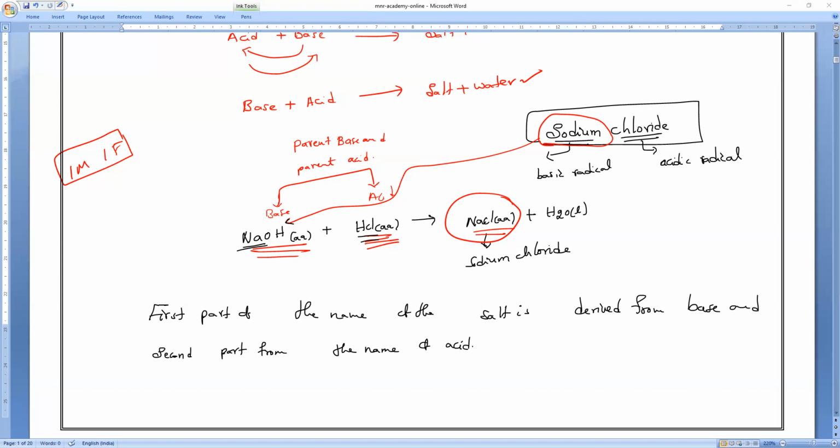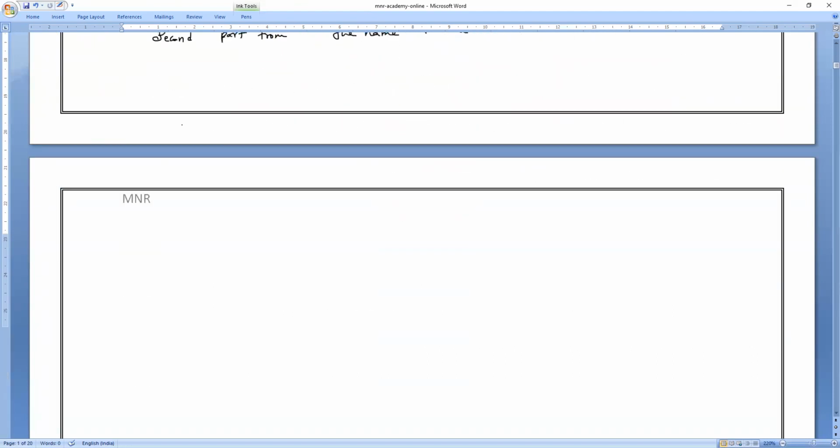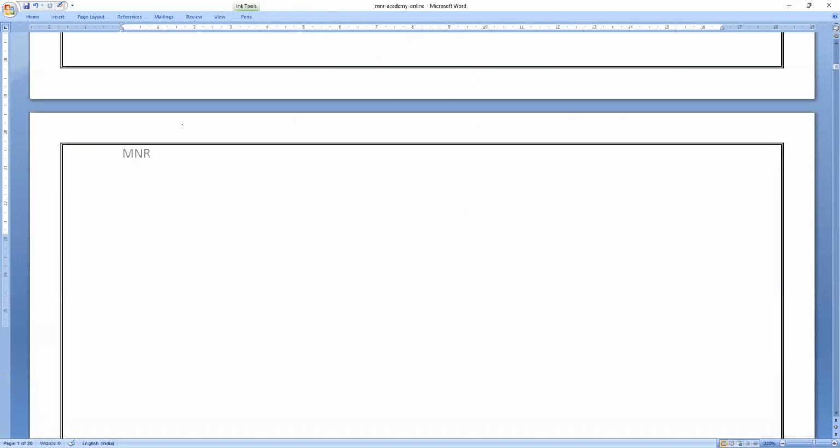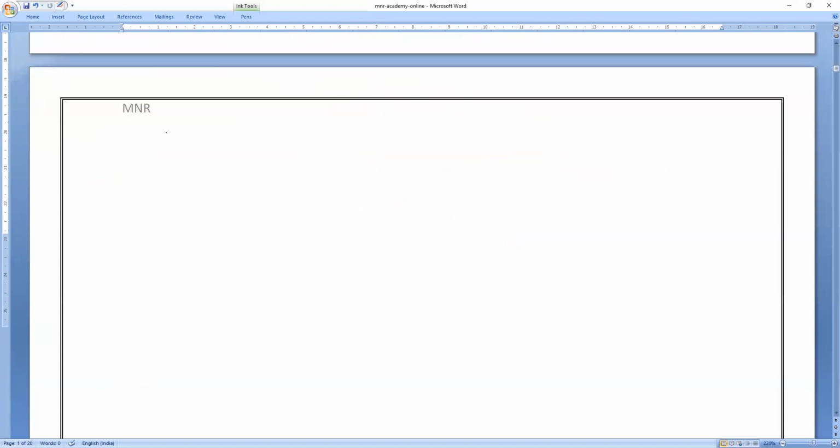So shall we start now? Everybody ready? So all of you keep reading. Now, examples of the salts with their formulas. For every salt, you should know what the parent acid and parent base are. We'll discuss that later.